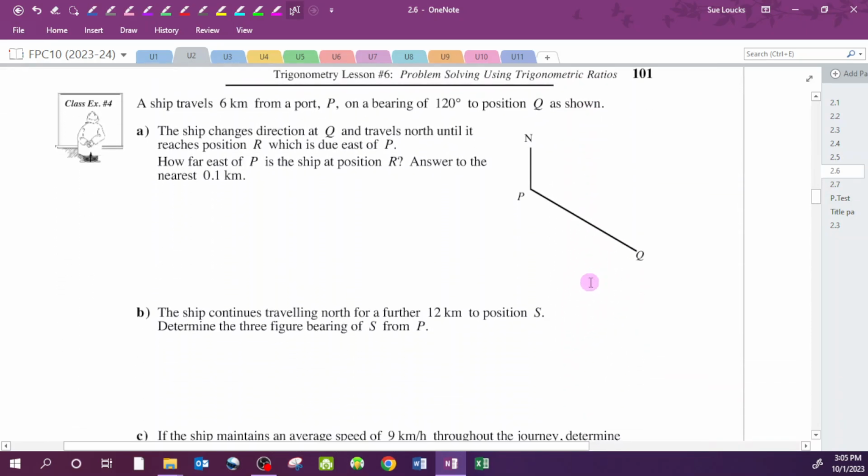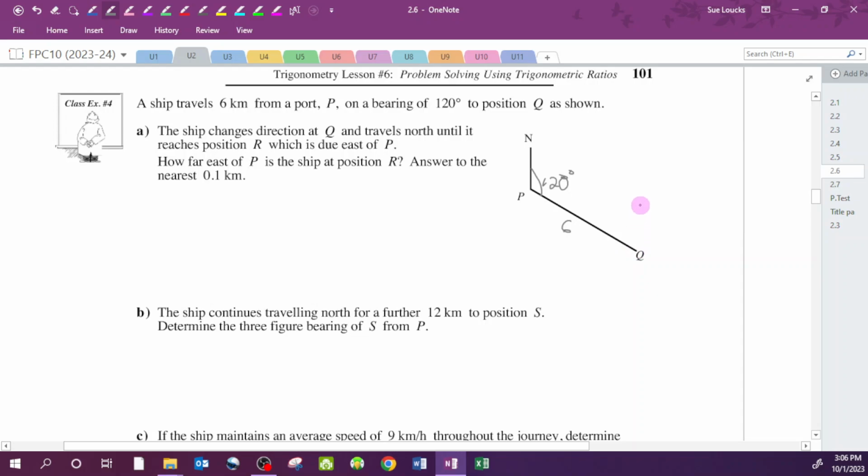which is: a ship travels 6 kilometers from Port P on a bearing of 120 degrees. So I would draw this in pencil because this kind of question, you just never know where it's going to end up. I always tend to start it in the middle of the space I have available, and I always do it in pencil. Anyway, we know that this is 6 kilometers, and this bearing is 120 degrees. So let's just label that as 120 degrees. That's this angle here.